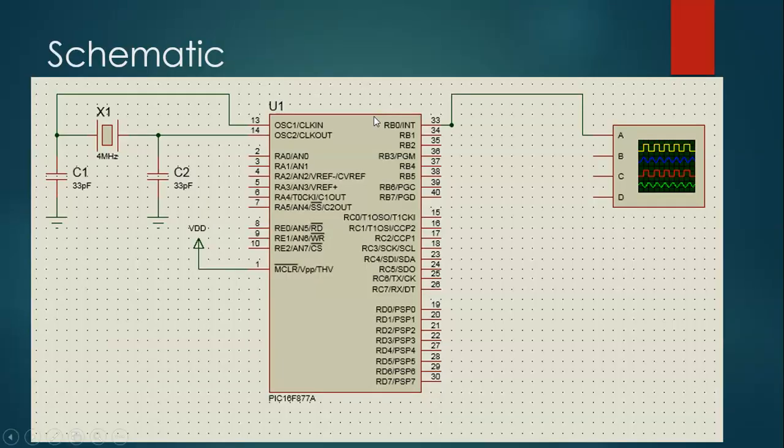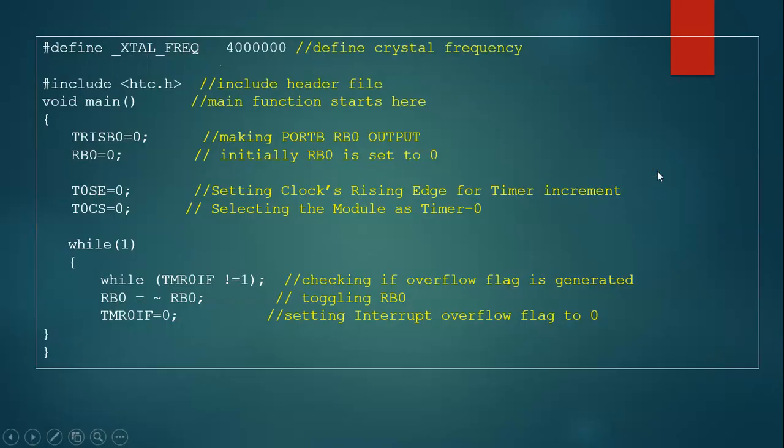So this is the schematic. You can see port B0 will be toggled for each and every overflow, and this is attached to an oscilloscope. So this is the code for that. First we are defining the crystal frequency. Here we are defining our crystal frequency as 4 MHz. We are including the header file htc.h. We are starting the main function, void main.